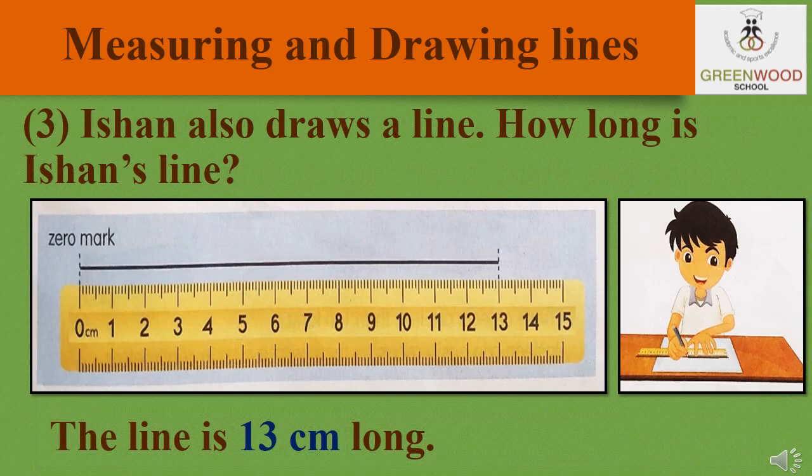Ishan also draws a line. How long is Ishan's line? Let's see. The line starts at 0 marking and the line ends at the number 13. So I can say that Ishan's line is 13 centimeter long.